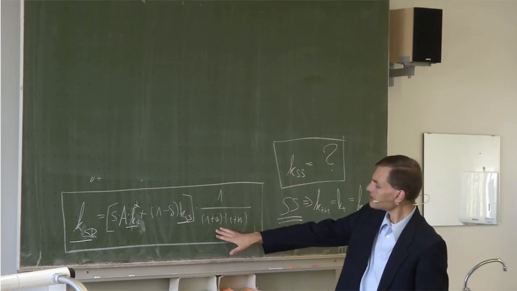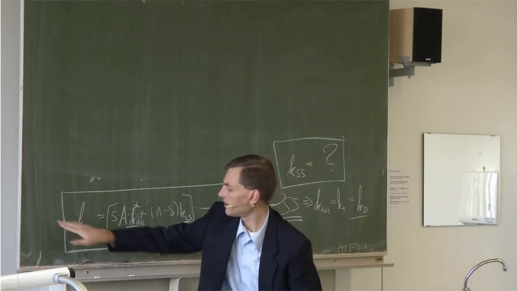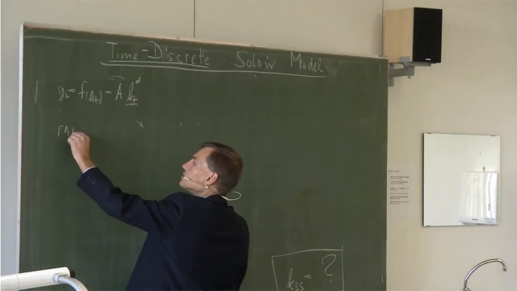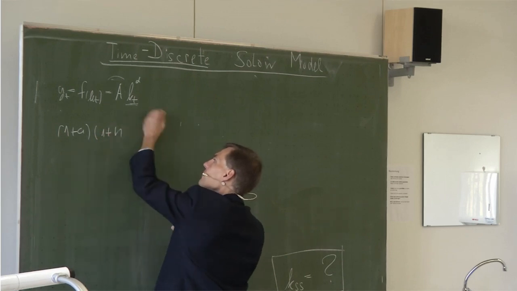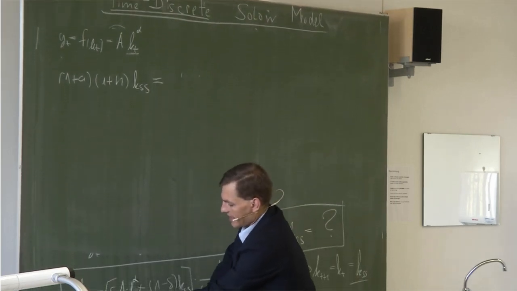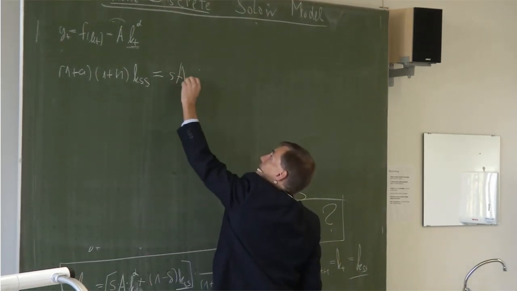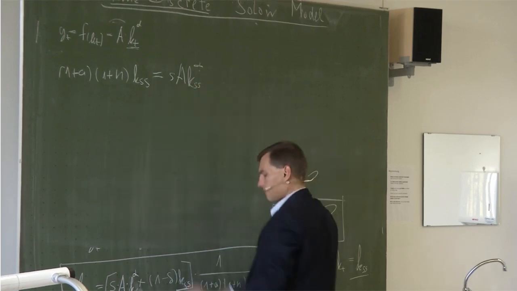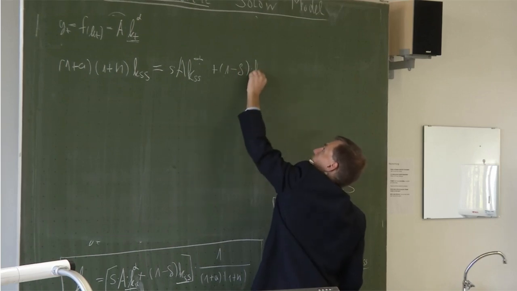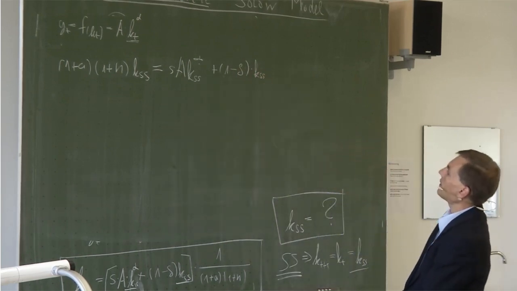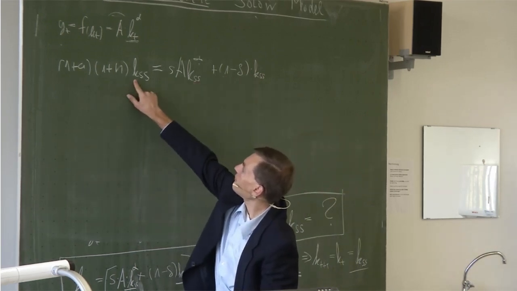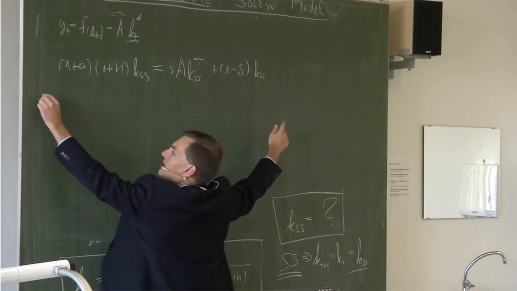Well, first let me move this on the other side. Then I have 1 plus a times 1 plus n times k steady state is equal to s times a k steady state alpha plus 1 minus the depreciation term, k steady state. Okay. Then let's also bring this term on the other side and factor out k steady state. That looks then like this term.